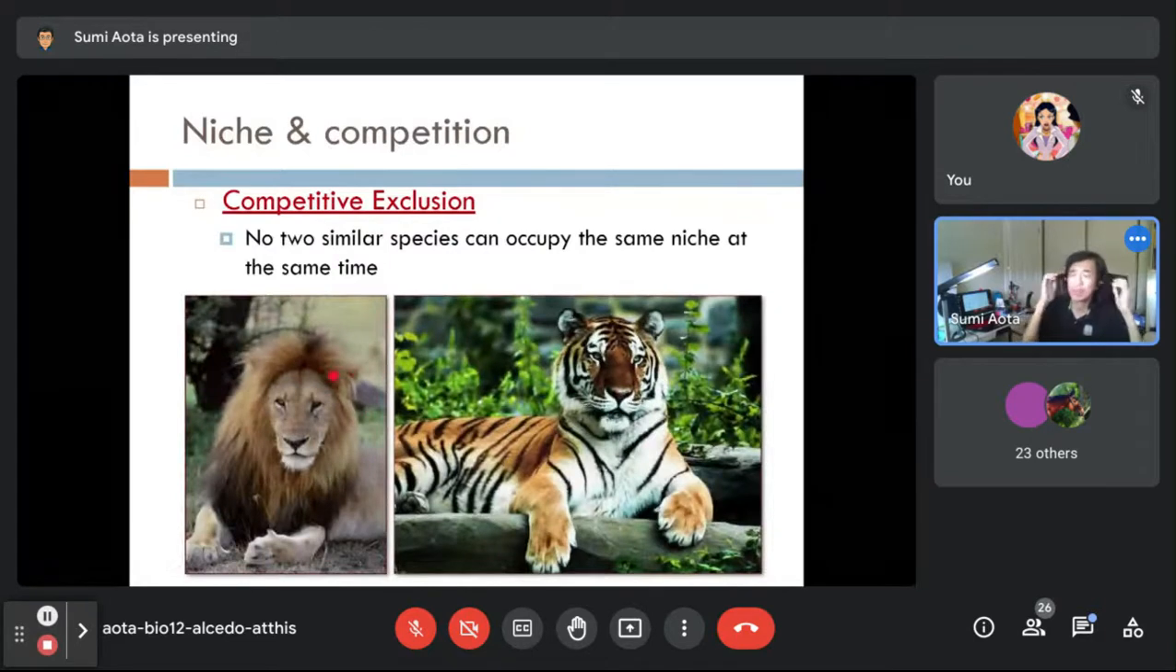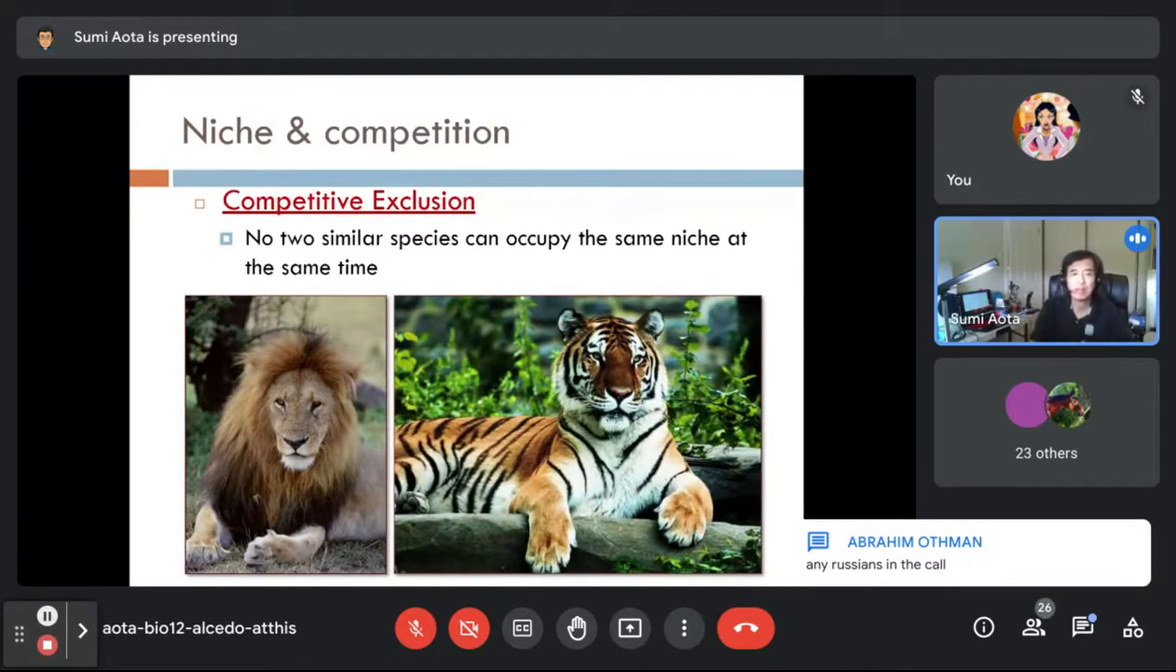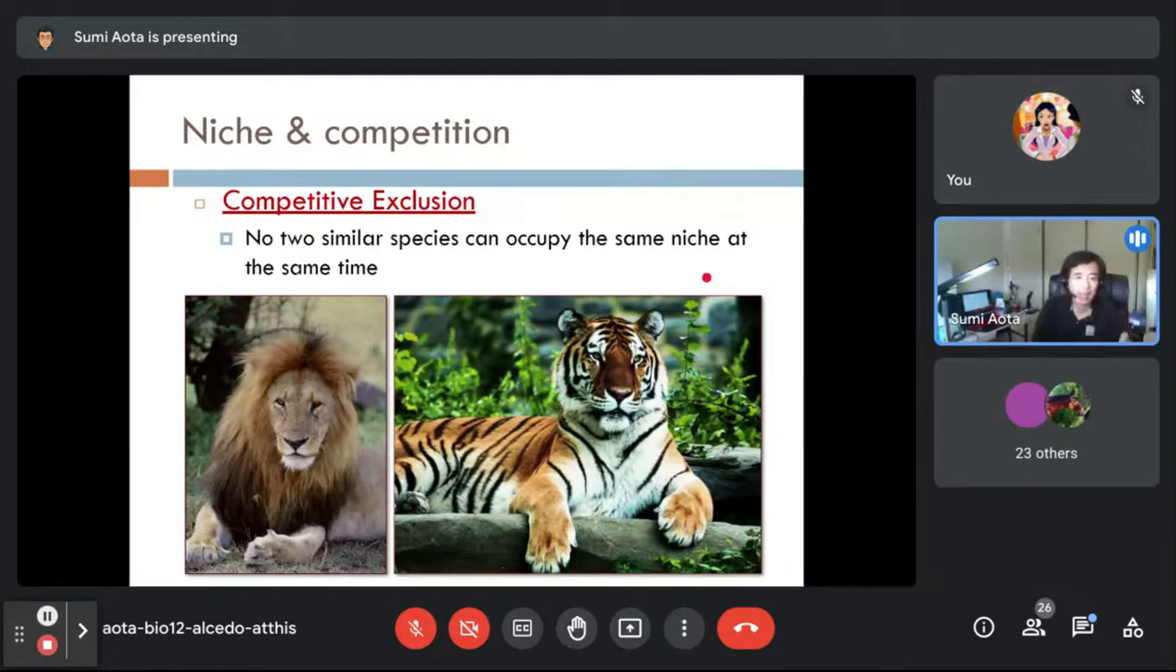So, competitive exclusion. No two similar species can occupy the same niche at the same time, right? That's why lions and tigers, both top predators of the food chain, would never coexist in the same ecosystem. They can't, because they would not share the prey resources. One would have to win and one would have to lose. Who would win? I don't know. Tough call.